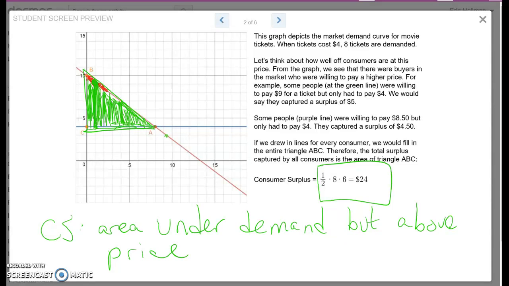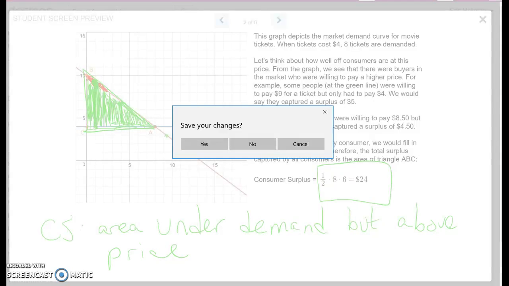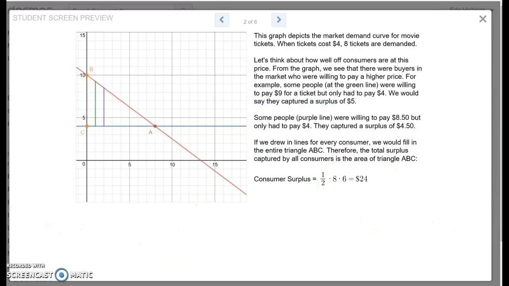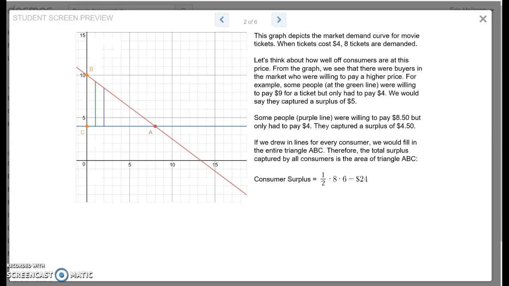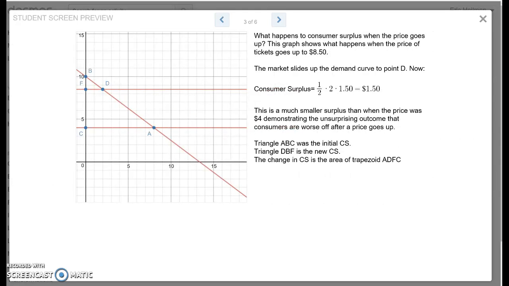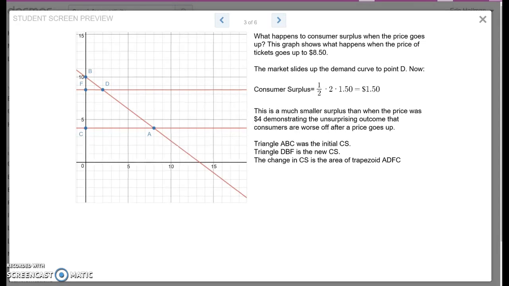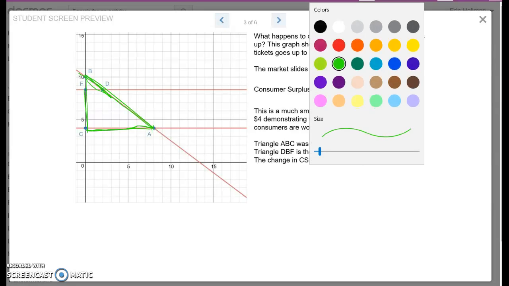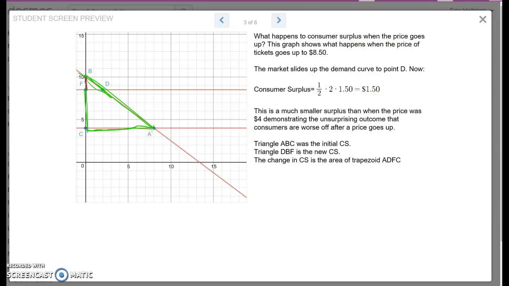Okay, so it's kind of cool to be able to tell how much surplus consumers capture, but most of the time when we are using consumer surplus, we're going to be looking to see how consumer surplus changed after something in the market changed. So here's an example where the price started at $4. The price was originally $4. So consumer surplus was $24, just like we just calculated. But then the price goes up to $8.50. So now, under the new price, consumer surplus is only this little triangle.